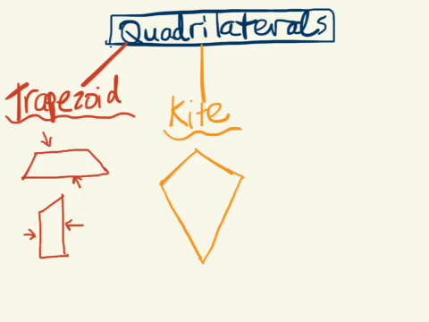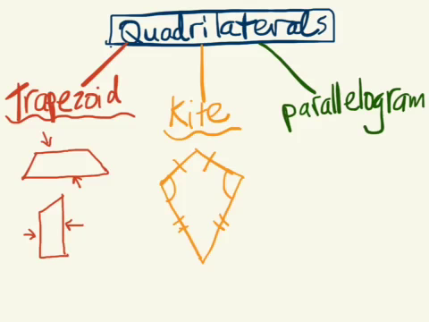We have our kite subcategory that has one set of opposite angles that are the same as each other, and the two top sides are the same length, usually shorter, and the two bottom sides are the same length, usually longer. And then we've got the parallelogram subcategory.